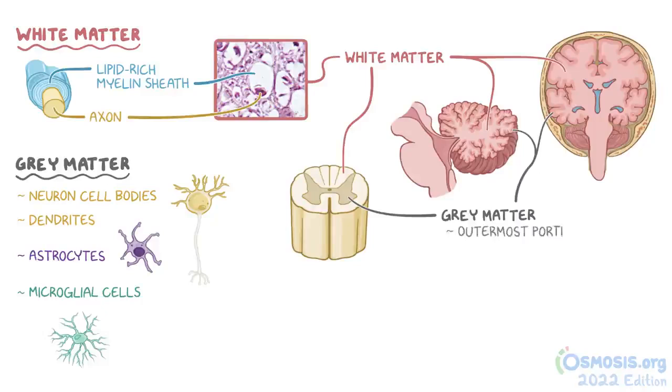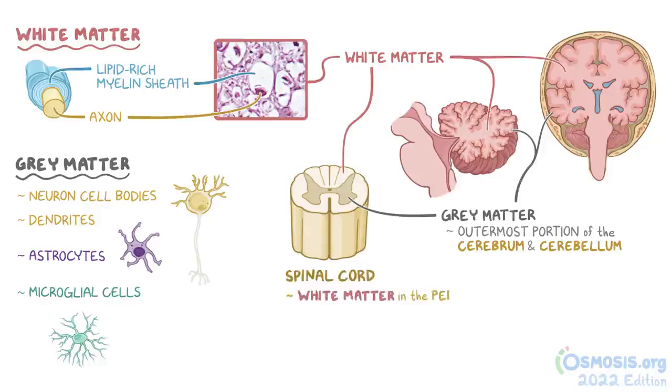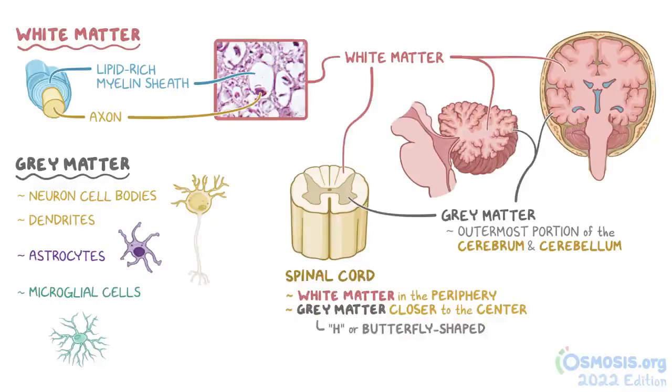The outermost portion of the cerebrum and cerebellum consists of gray matter, with their white matter present mainly in the deeper regions of the brain. On the other hand, the spinal cord has the opposite arrangement, with white matter mainly in the periphery and gray matter mostly located closer to the center, forming an H or butterfly-shaped appearance when looking at a cross-section of the spinal cord.